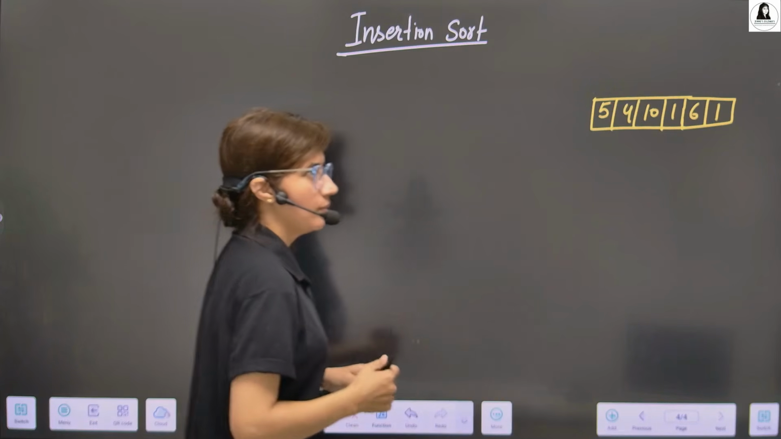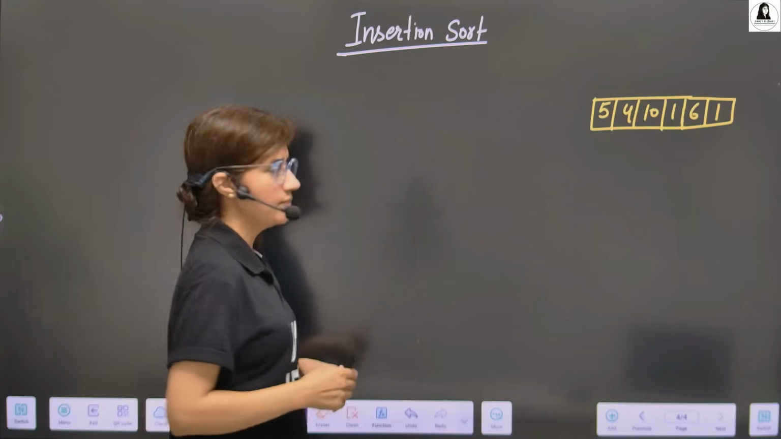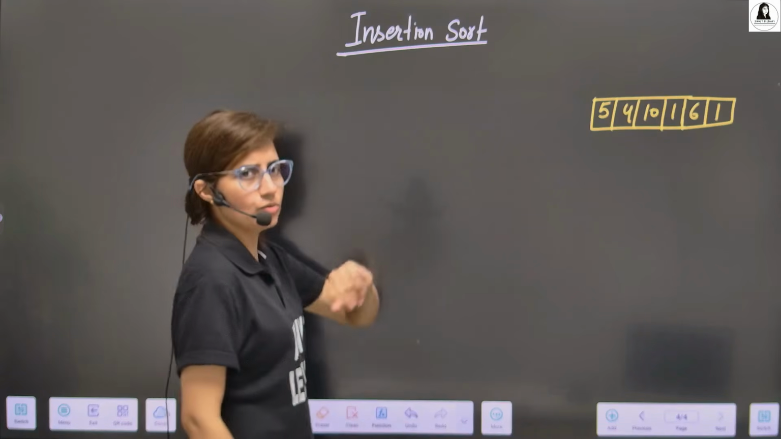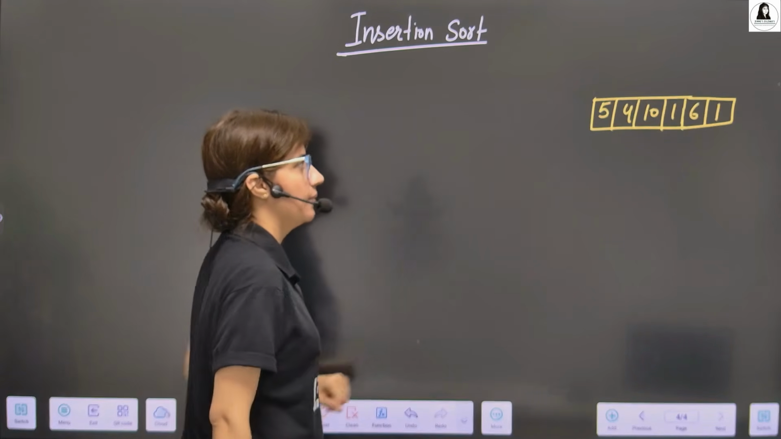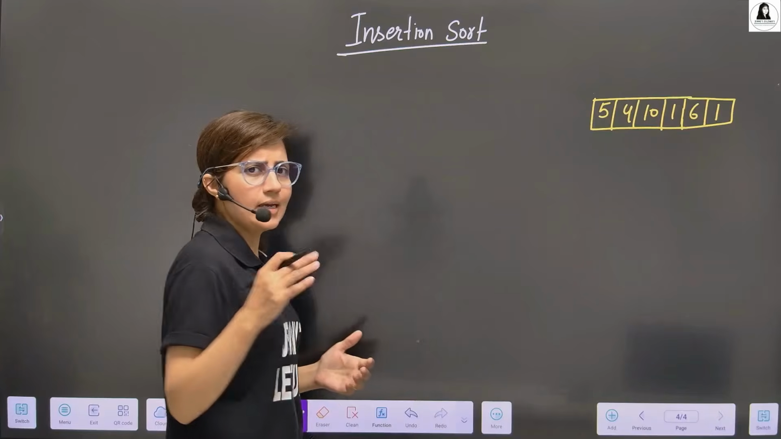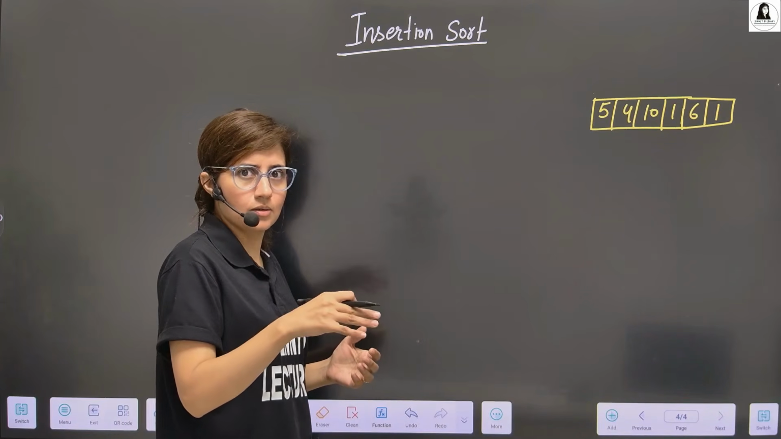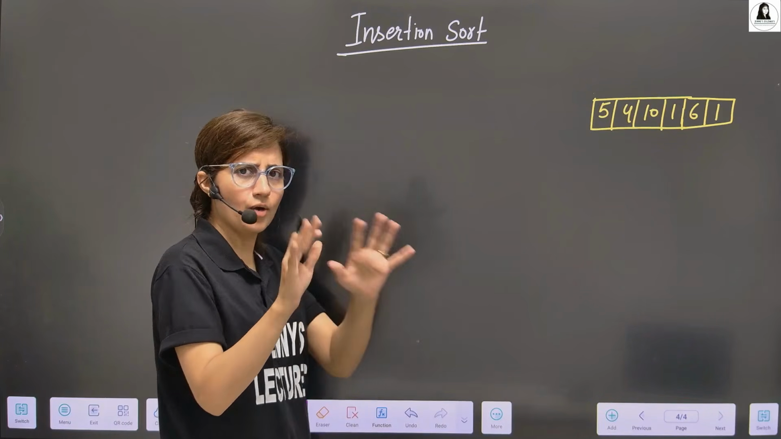So I hope you are done with bubble sort. Now we'll see the next sorting algorithm, that is insertion sort. It is also comparison based sorting. We compare the elements. How do we do it? Why is it insertion sort? We insert the data. So it's like how we insert in an array.